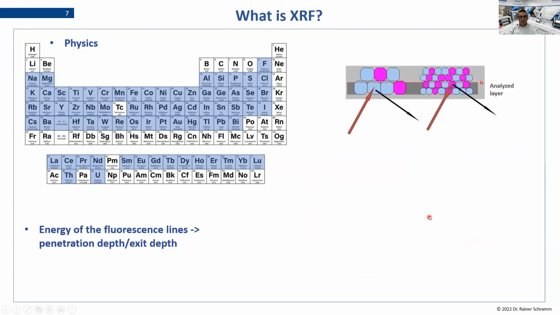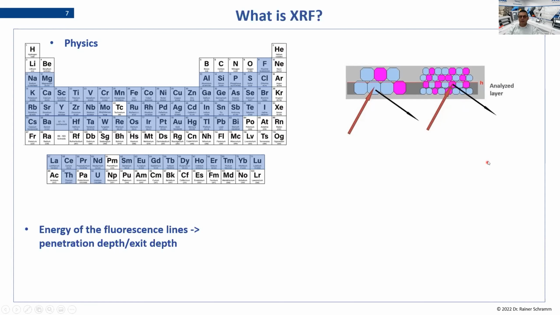Another effect we have to look into is how deep we analyze our samples. There is the same effect with increasing atomic number: we look deeper and deeper into the sample. We can call this penetration depth or exit depth, depending on from which point you are looking at this. In the end, the exciting X-rays go into the sample, of course, much deeper than the X-ray fluorescence which can come out.